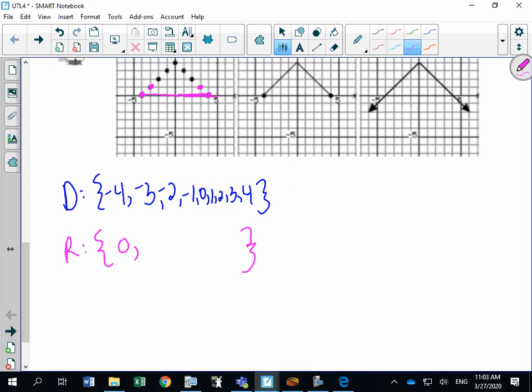The y values on these two coordinates are both at 1. The y values on both of these are at 2, 3, 4. That would be your y values. That would be your range.